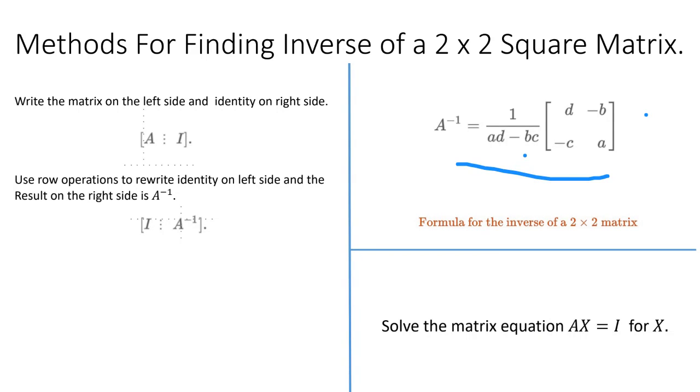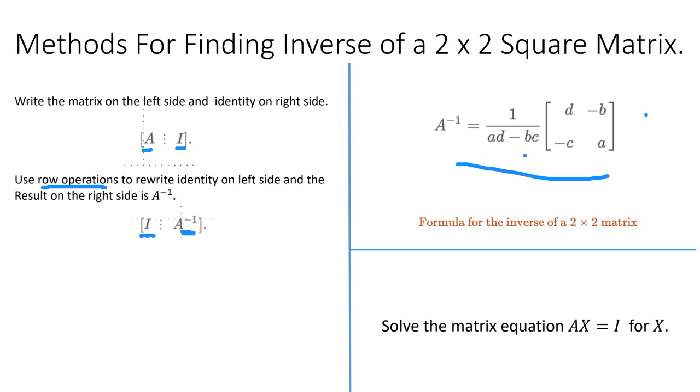And so if we look at the left side, it says write the matrix on the left side and the identity on the right side. So this is the first method that we're going to look at. And so it's asking us to write the matrix, and then we're going to attach an identity matrix. And then we're going to use row operations so that we want to end up with the identity first. And whatever's on the right side is going to be our inverse.